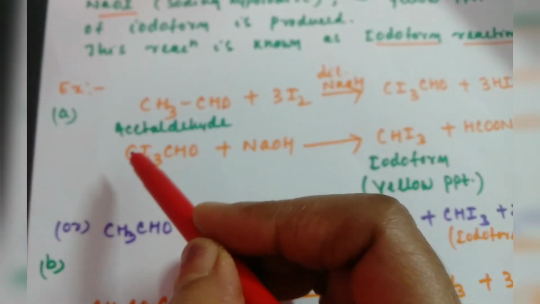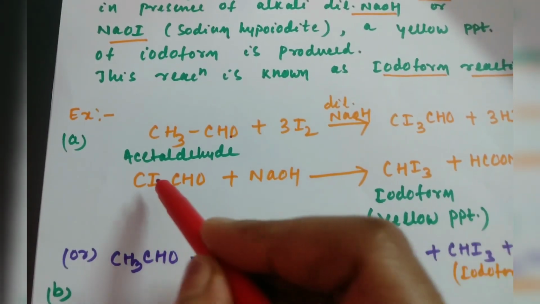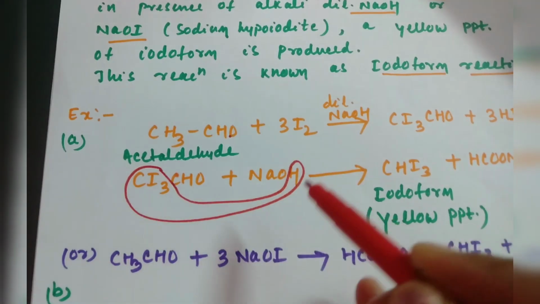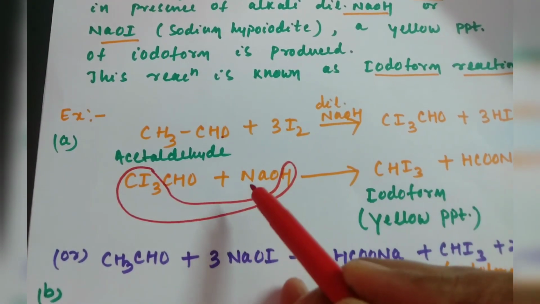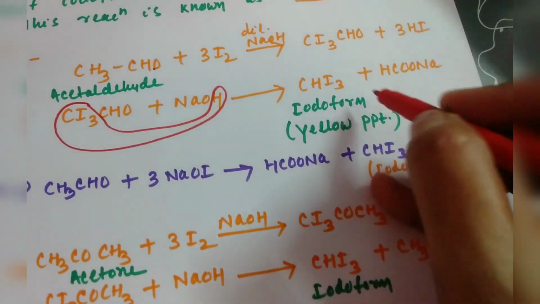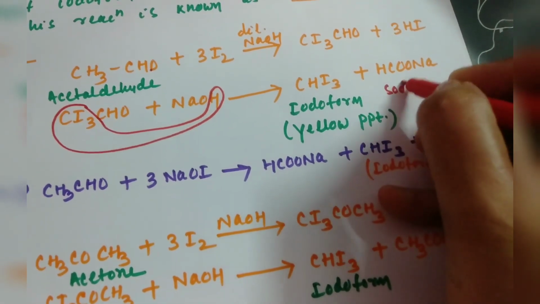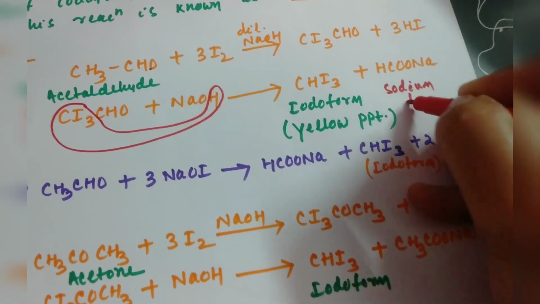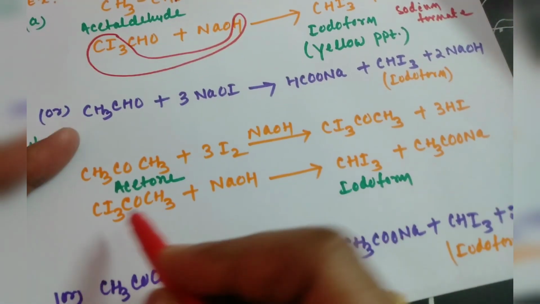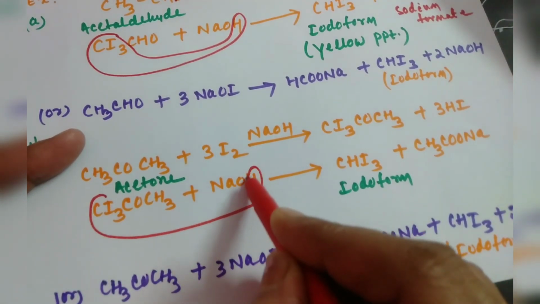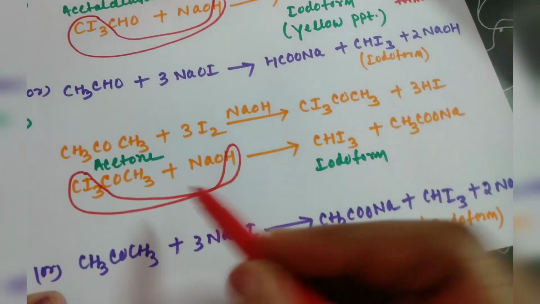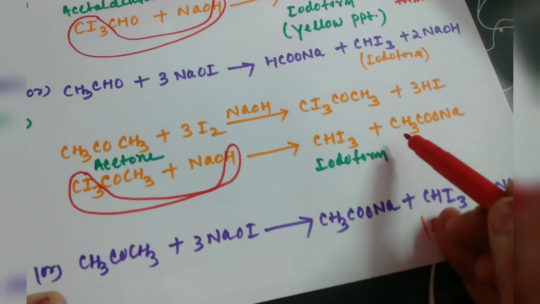See here how it happens. CI3, so it will form CHI3, that is iodoform, and this is HCOONa, that is sodium formate. Okay, this is your sodium formate. Similarly here also you can take this one. Okay, this is iodoform, and this is sodium acetate, that is CH3COONa. This is sodium acetate.